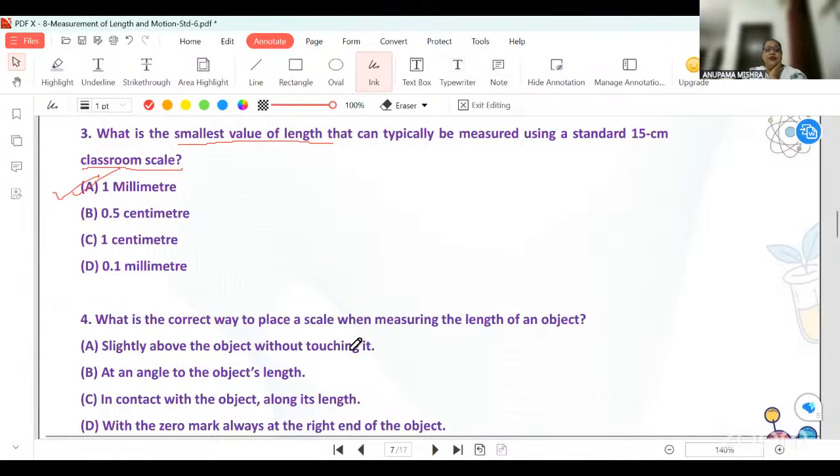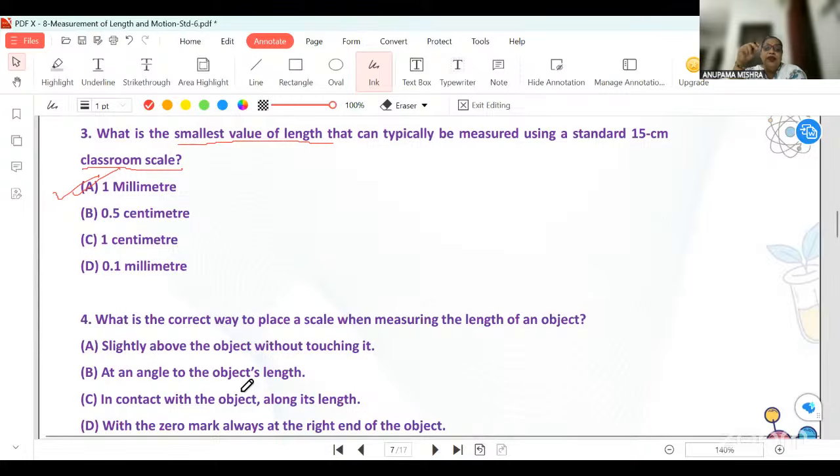What is the correct way to place a scale when measuring the length of an object? Slightly above the object without touching it, at an angle to the object's length, in contact with the object along its length, or with the zero marks always at the right end of the object. This one I think everyone will answer. I think you are not getting the question properly, children.